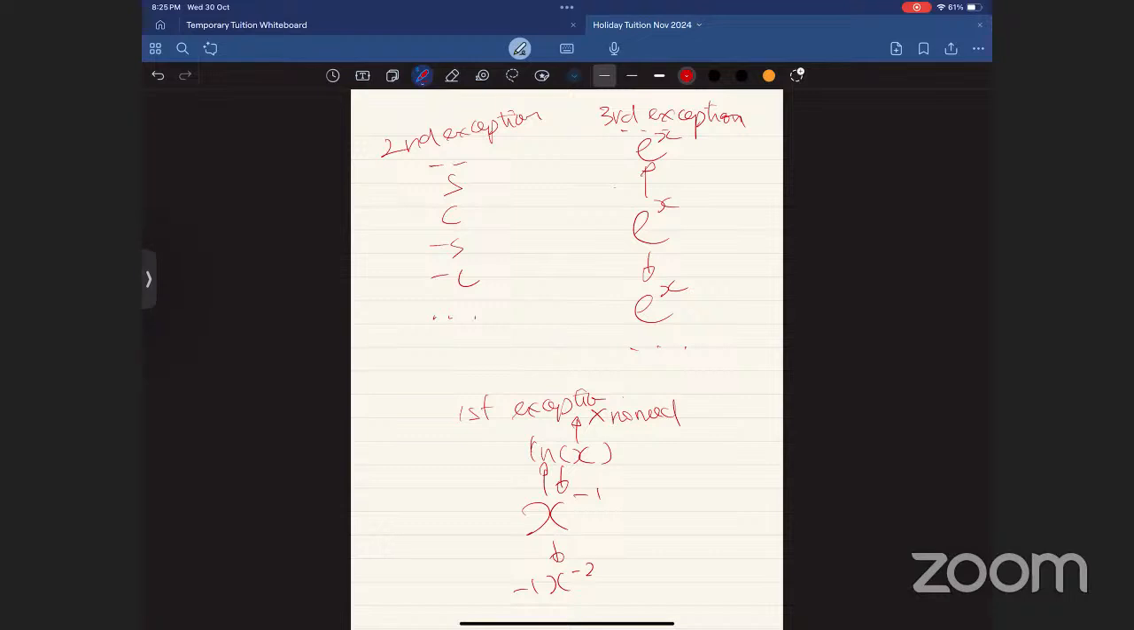Now, we are at these 3 exceptions, and then I am going to cover the 3 rules. These 3 rules are the last peak. There is a peak. This is the last peak.